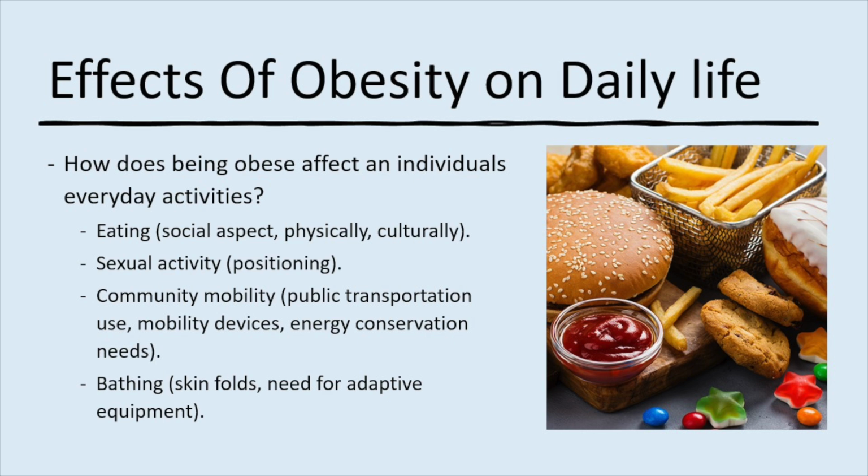for blood and oxygen. And then there's also community mobility, so this might be use of public transportation. They may need mobility devices to get around easier. We may need to look into different energy conservation needs. So like I said, they may need assistive equipment such as a wheelchair to get around. There may be difficulty climbing stairs. You might be reluctant to use public transportation due to your size, or potentially needing to buy an extra plane ticket or bus ticket to be able to accommodate for your size.